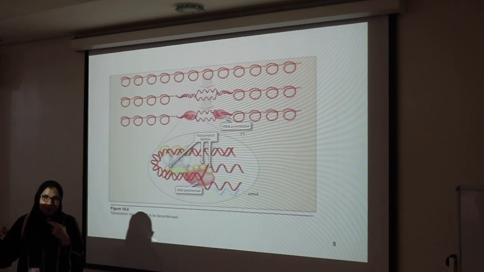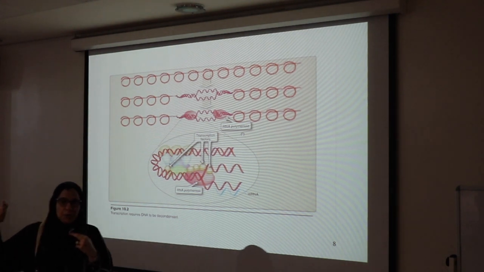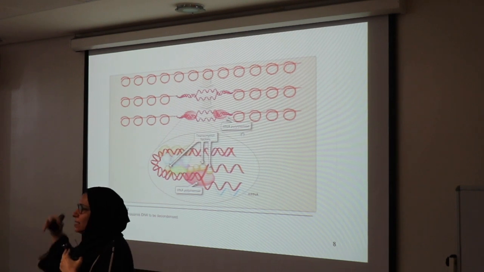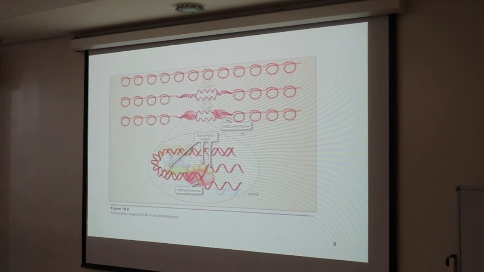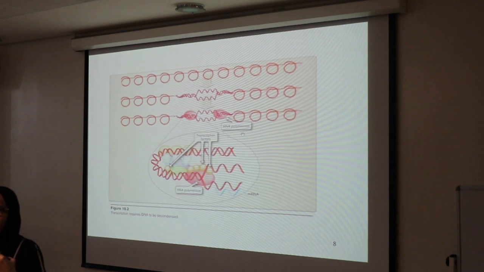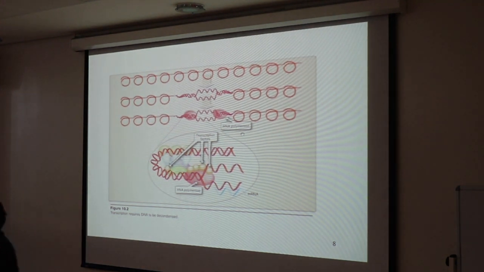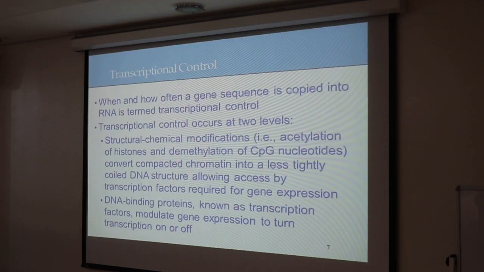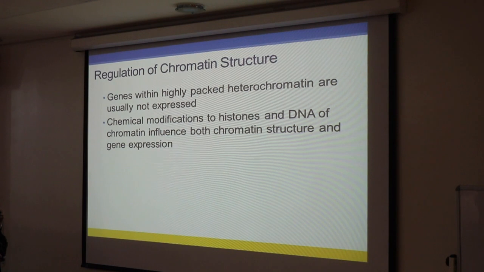Okay, so let me repeat. For transcription to occur, you need to unpack the chromatin in order for it to be accessible by the transcription factors. The transcription factors are proteins that will bind to the control element, and they will interact with the polymerase, and they will initiate or regulate the transcription. Is it clear? Okay, I will come back to this in more detail, but now let me finish.